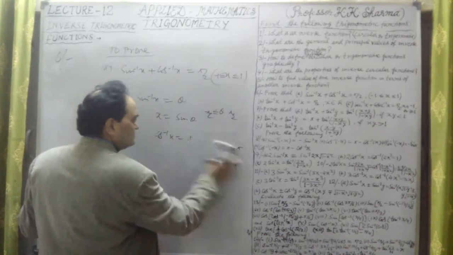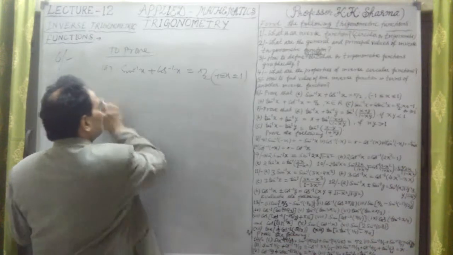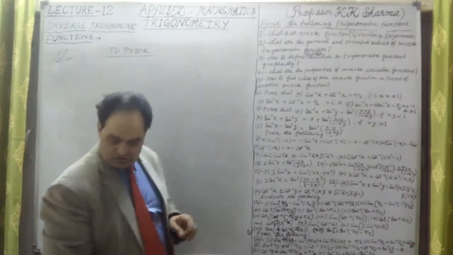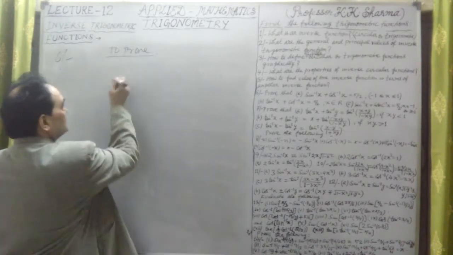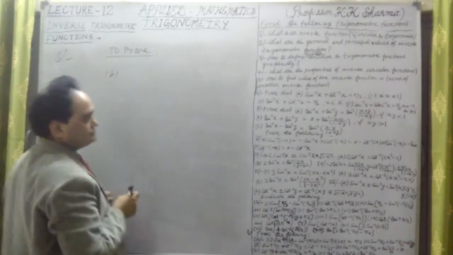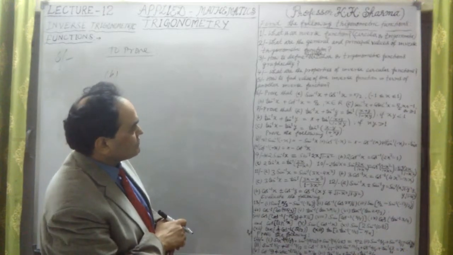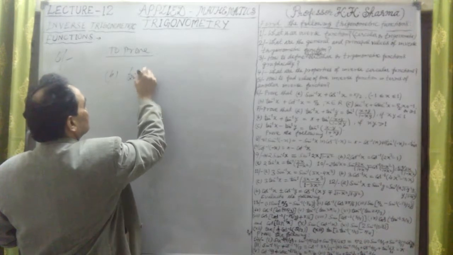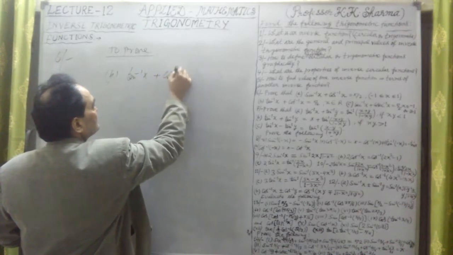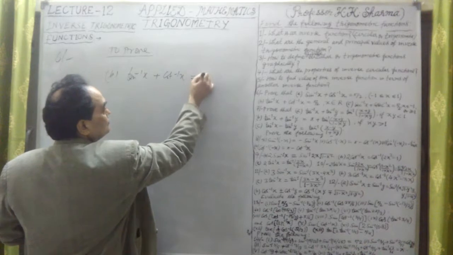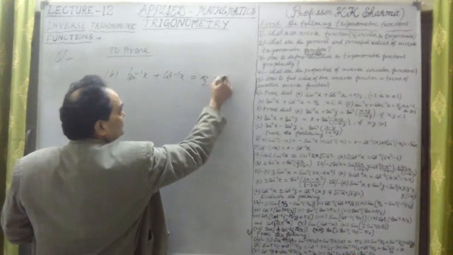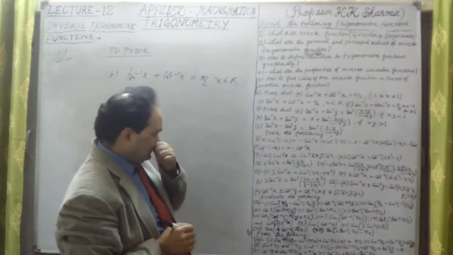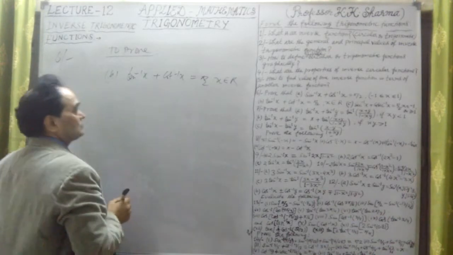Okay, or we can take that sin inverse and cos inverse x that we can define. Okay, so now the second part. The B part is this. Now the B part is tan inverse x plus cot inverse x. That is, tan inverse x plus cot inverse x is also equal to pi by 2, where x belongs to the set of real numbers. Here x belongs to the set of real numbers. Okay.